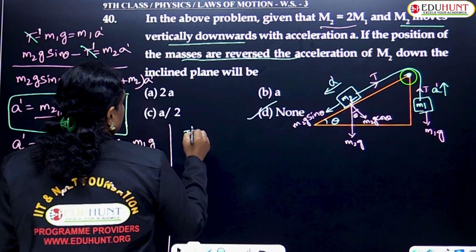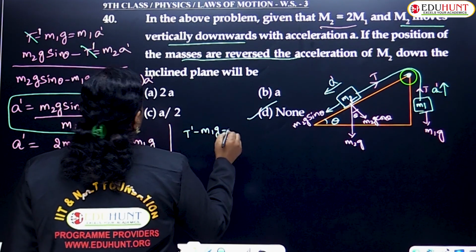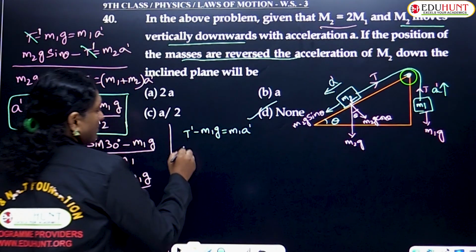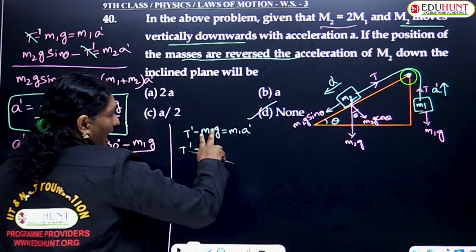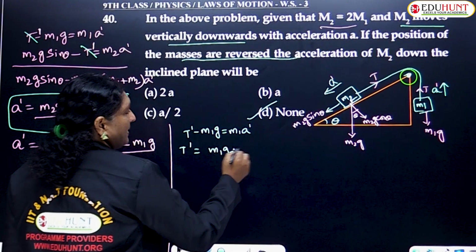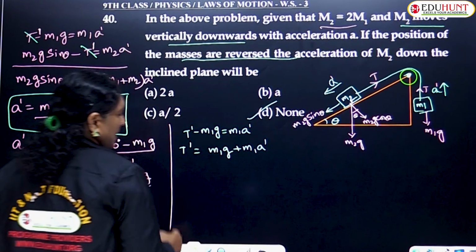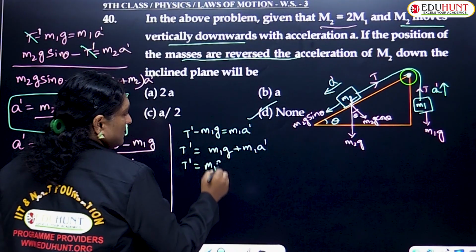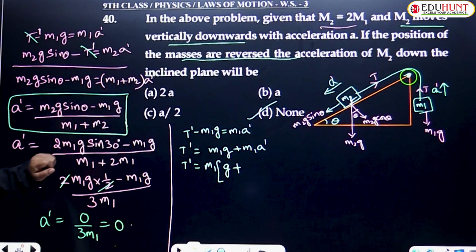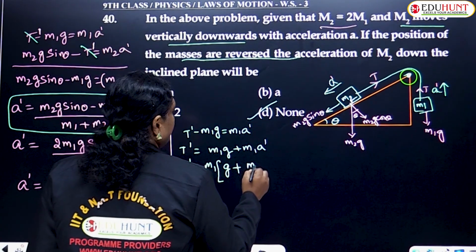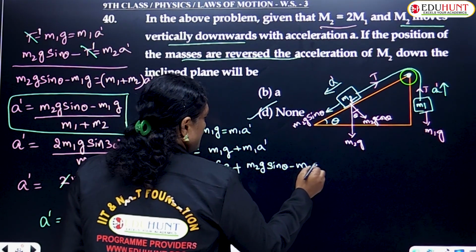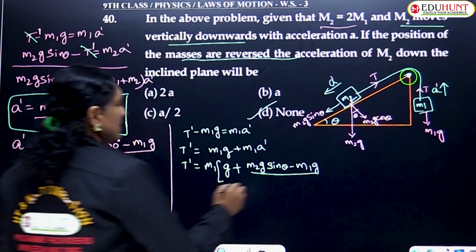Let me write as it is. T dash minus M1G equals M1A dash. So this was the equation as it is. In order to find out the value of T dash, I need to take this M1G to the other side. Then T dash equals M1G plus M1A dash, or T dash is equals to M1 into G plus, instead of A dash, may I substitute this formula? What was that, children? It is nothing but M2G sin theta minus M1G whole upon M1 plus M2.